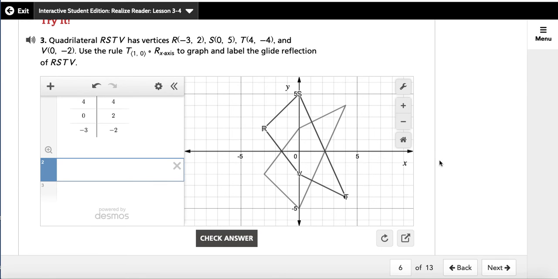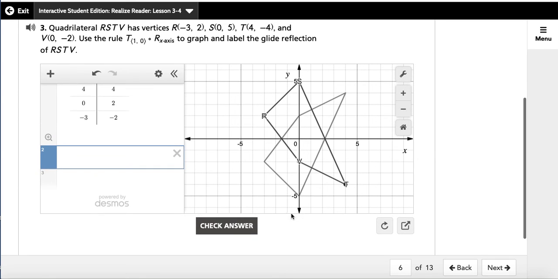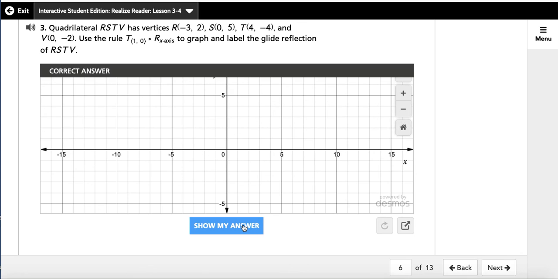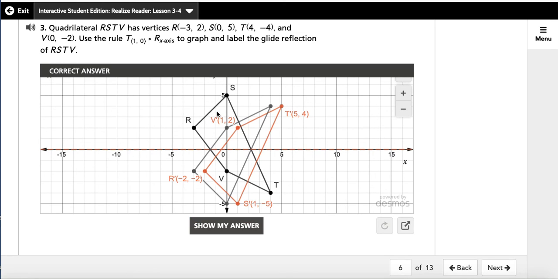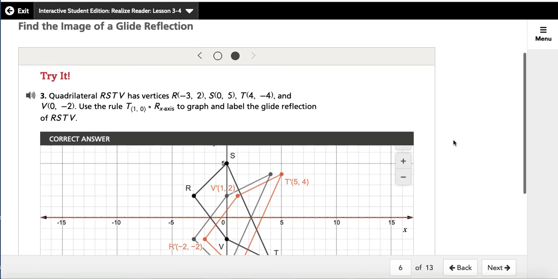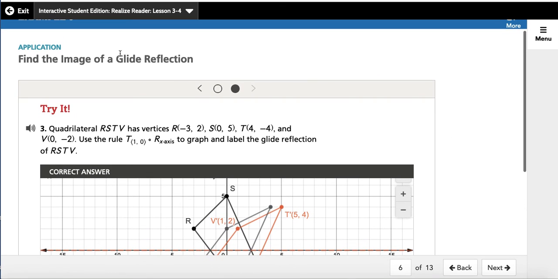I'm not sure why they didn't give me the other functions that I'm more familiar with, but let's see what the answer would look like. Yep, there it is. They did the same reflection like I did, and then a translation. So they just want you to be able to practice that. Remember that a glide reflection starts with the reflection first, and then the translation.